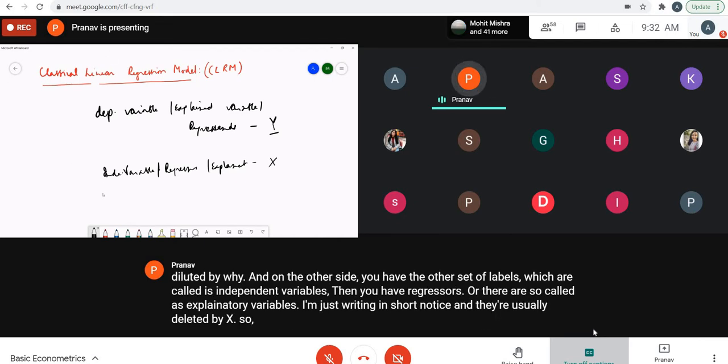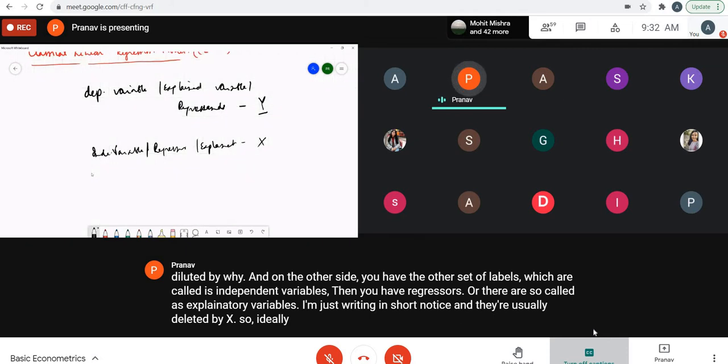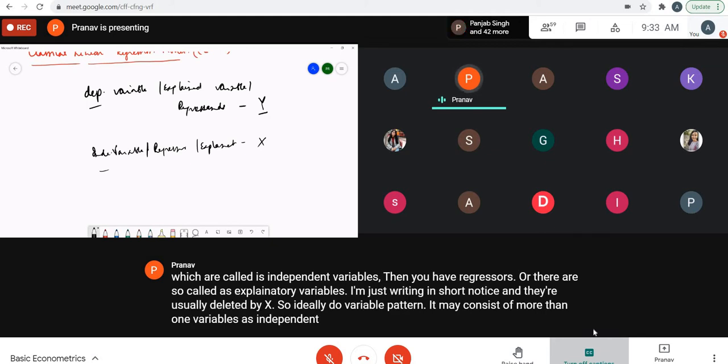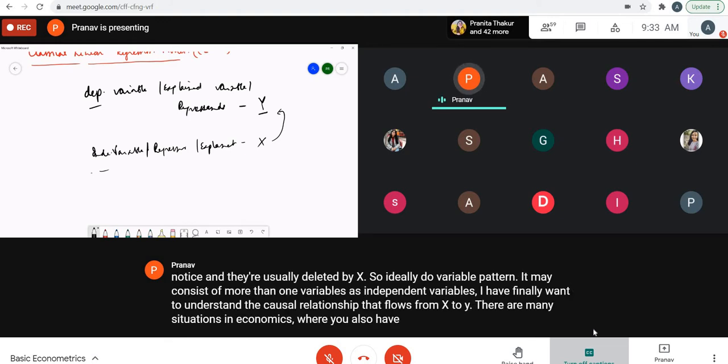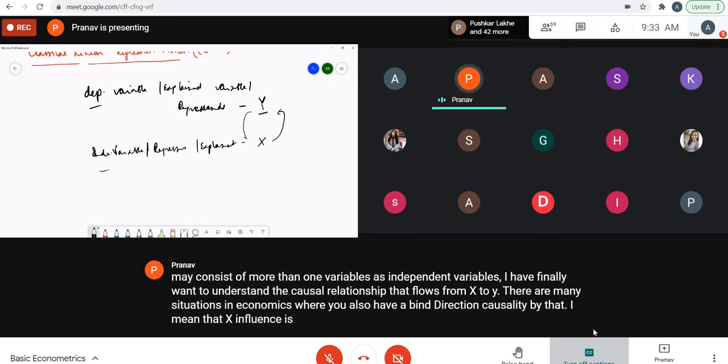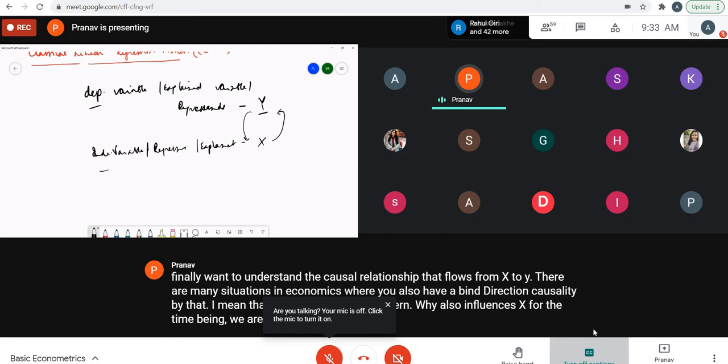So ideally, what is it? I know the two variables. It may consist of more than one variable as independent variables, and I finally want to understand the causal relationship that flows from x to y. There are many situations in economics where you also have a bidirectional causality. By that I mean that x influences y and in turn y also influences x. For the time being, we are not talking about simultaneous equations here, but we'll definitely study simultaneous equations.